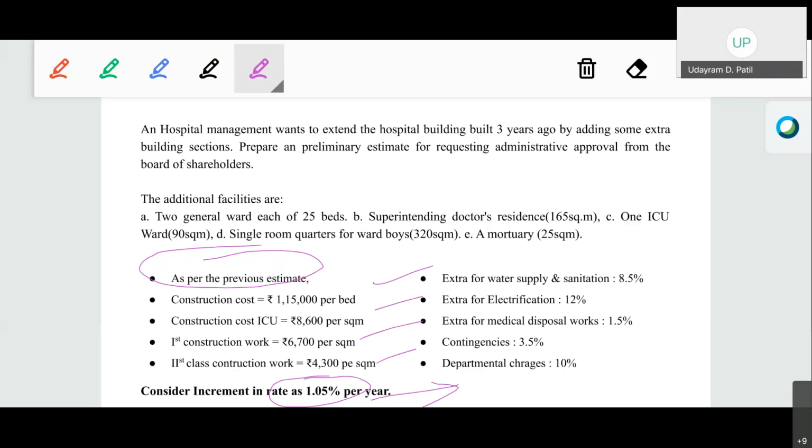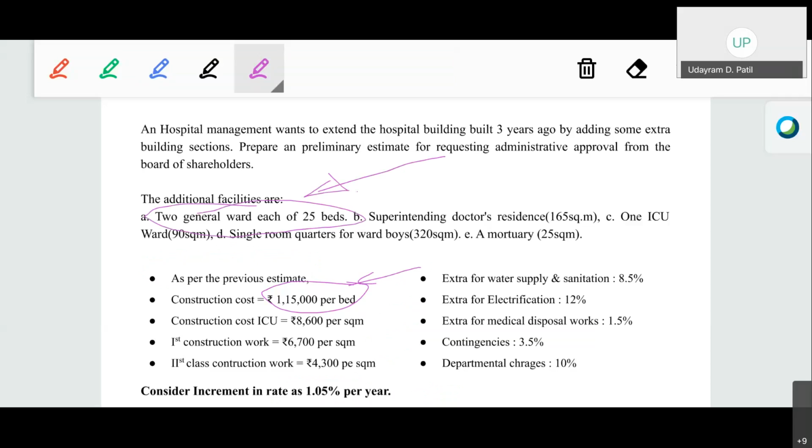Okay, so the construction cost is given per bed, so we are going to use this cost for the general ward, as the service unit given for the general ward is 25 beds. The construction cost for the ICU is given per square meter, so here we are going to use the plinth area method. The area of the particular ward is already given.